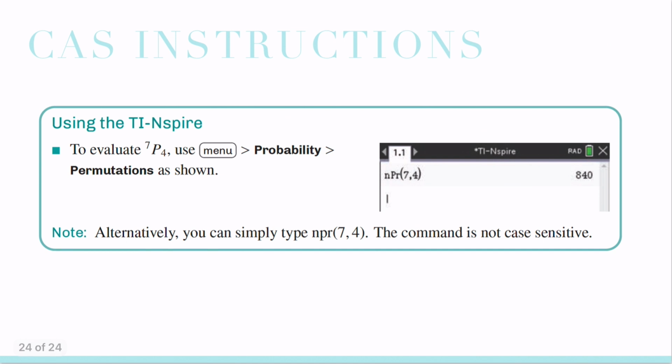The final thing I want to tell you today is how to do this on your CAS calculator. So these are your instructions. You can go to menu, probability, permutations, and you end up with this little symbol, nPr. And then basically you put in your n value, which in this case is 7, and then you put in your r value, which is 4, and it spits out the number for you, which makes it a lot easier. You can also just go ahead and type straight away nPr. So that's a much easier way to do it.